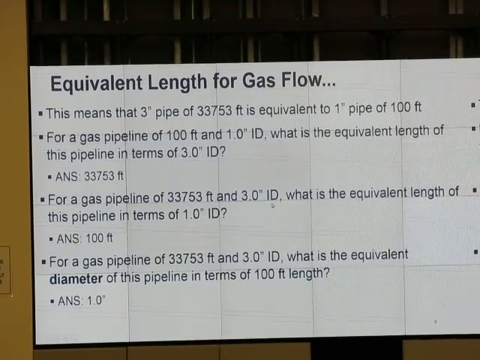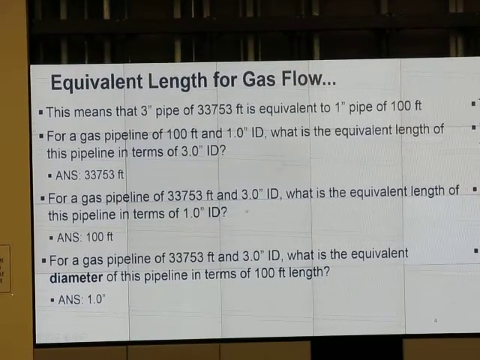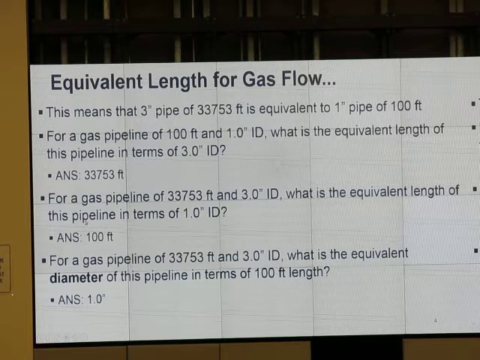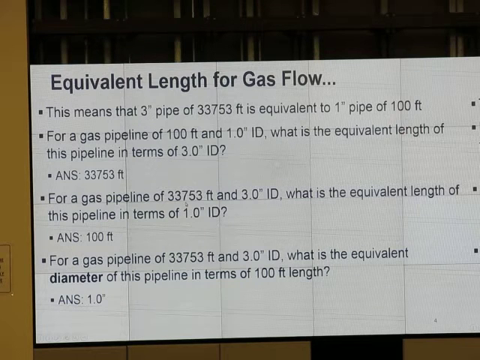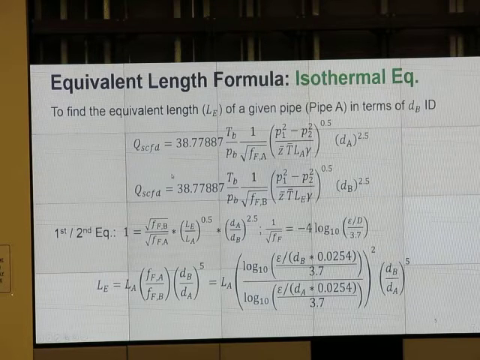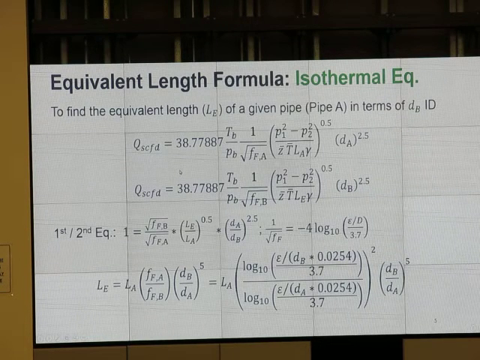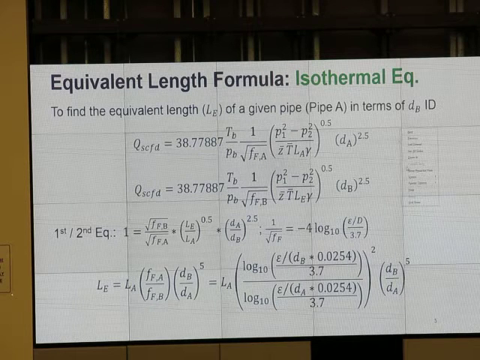Feet and that much ID for a gas pipeline of that, what is the equivalent length in terms of 1 inch ID? You can tell whether it's more than 33,000 or less than 33,000. You can do that, right? I can ask this question because this is what I teach you. What about the derivation? I may get a question like this.